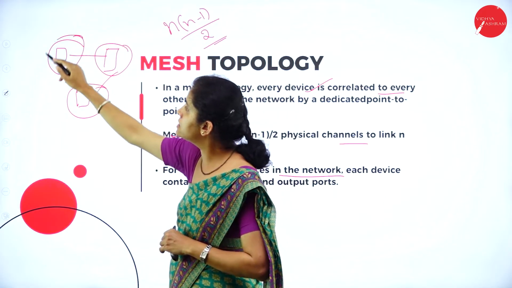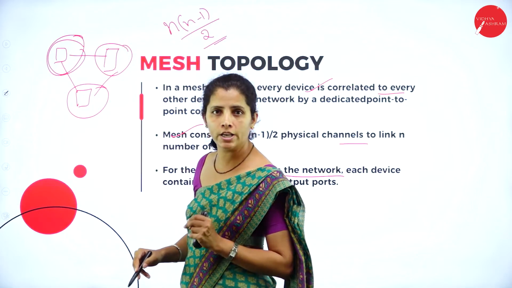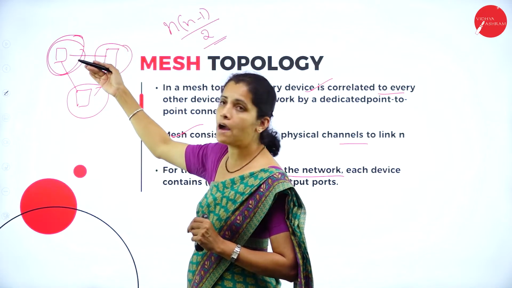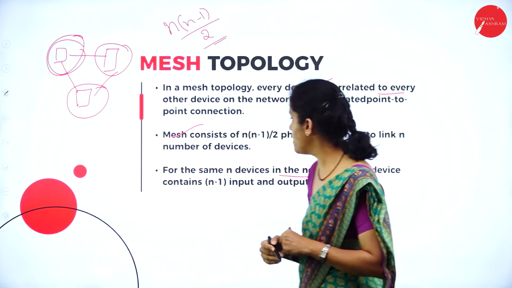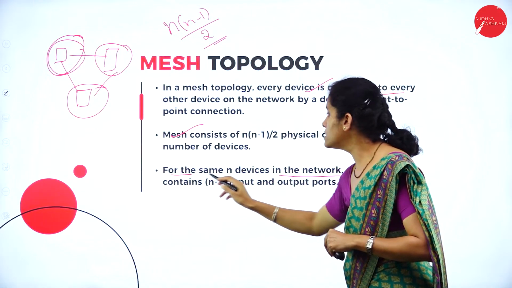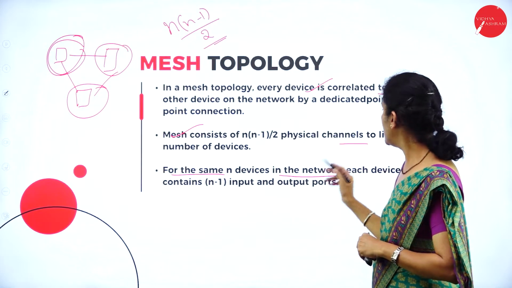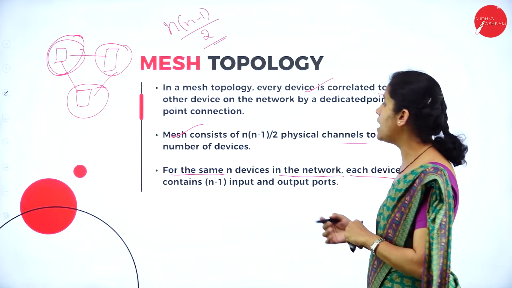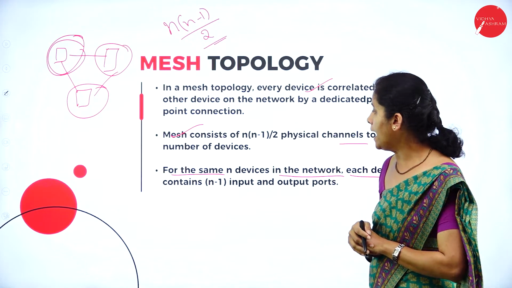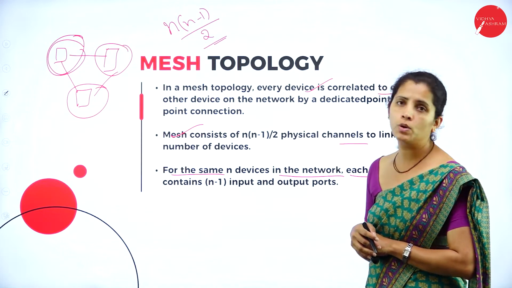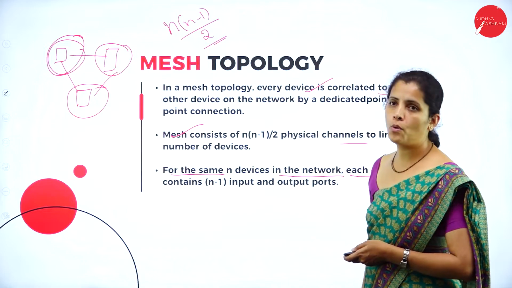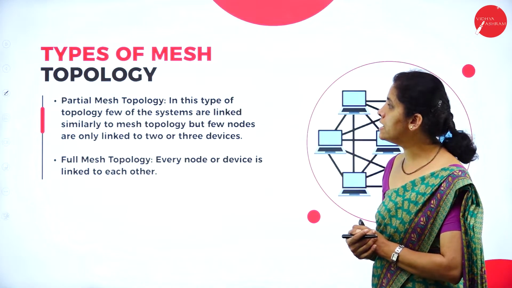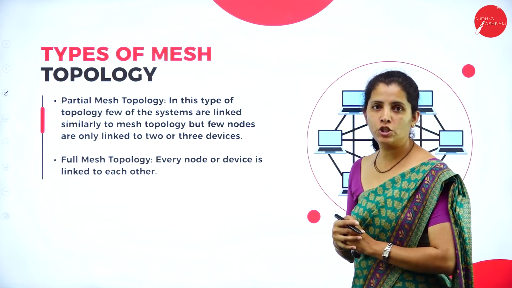And if I consider this device, how many connections? 2 connections. And how many devices do I have? 3. From each device, 2 connections I have. So, for the same n devices in the network, each device contains n minus 1 input and n minus 1 output ports. Now, let me discuss the types of mesh topology.